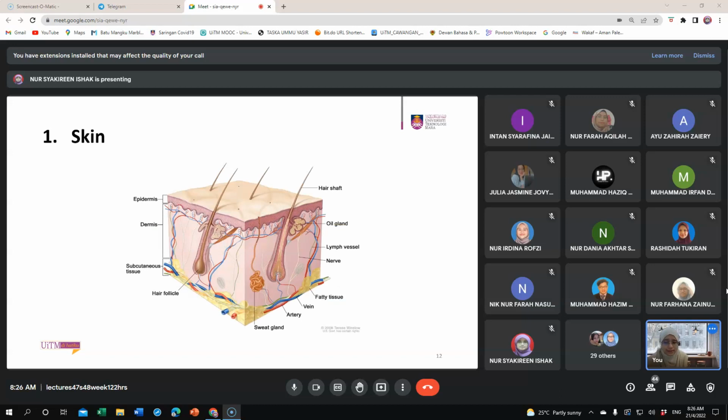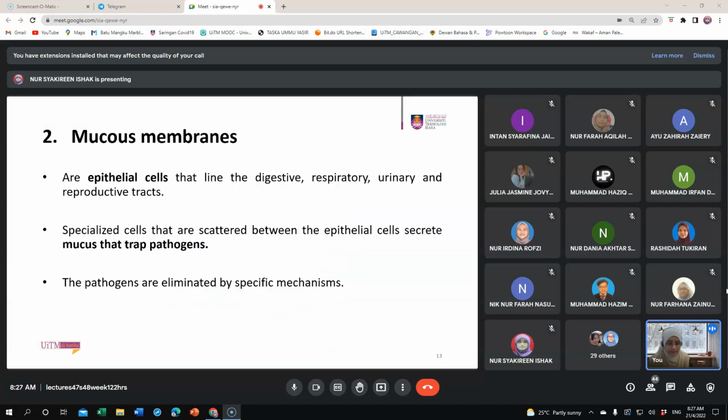So this is a diagram showing you the structure of the skin. The top layer you have the epidermis, and then you have the dermis below the epidermis, and then you have the hair follicles, and here the oil glands, and the sweat glands. Those are the structures that are in the skin. The sweat produced will also serve to wash off any pathogens that are found in your skin.